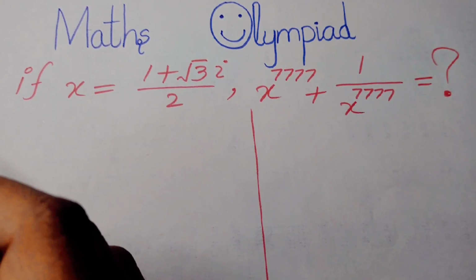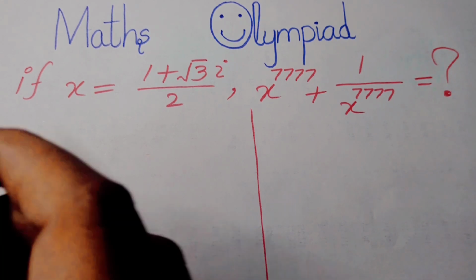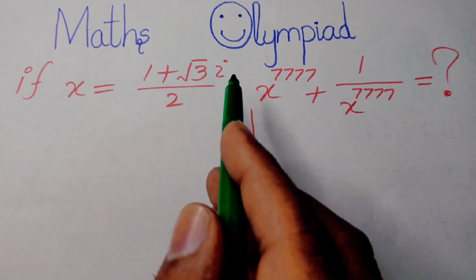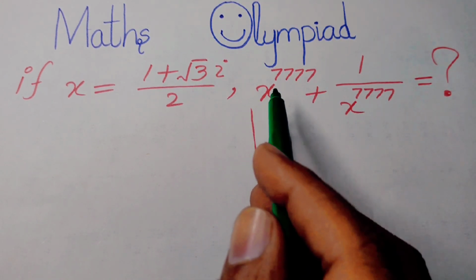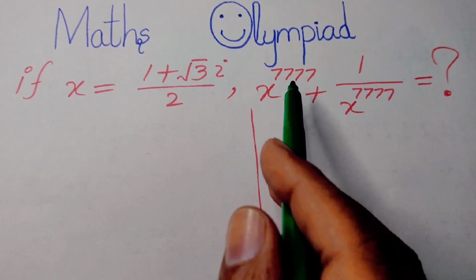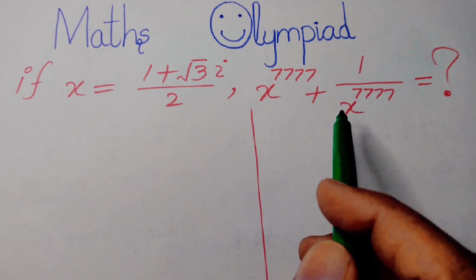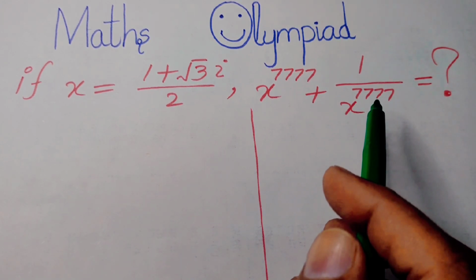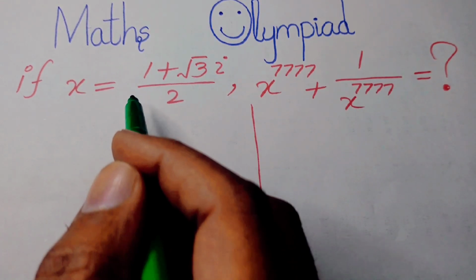In this video we are going to solve this math Olympiad problem. If we have x is equal to (1 plus square root 3 i) over 2, then we will find the value of x to the power of 7777 plus 1 over x to the power of 7777.